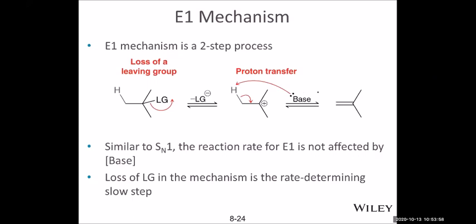The carbocation, instead of having a nucleophile to attack, here actually uses a base to take away the protons. That's the big difference between the E1 and SN1. A base takes away the beta proton and forms a double bond. And again, the leaving group leaving is the rate determining step.